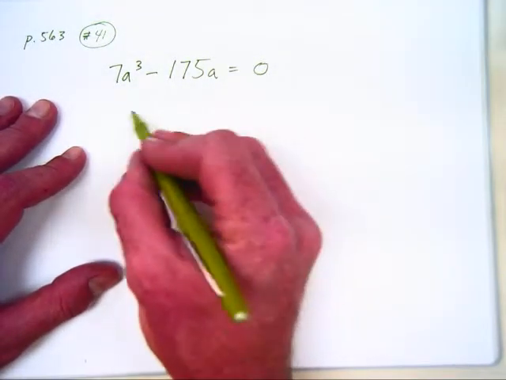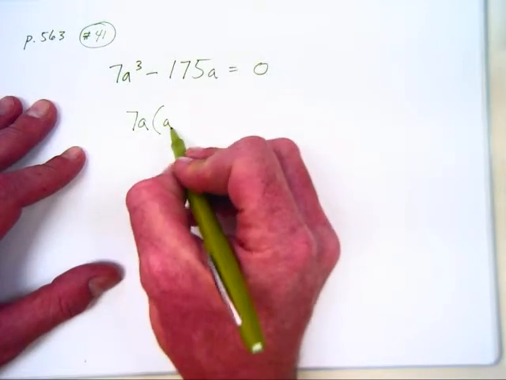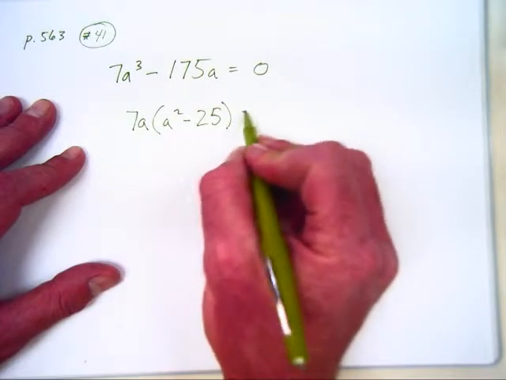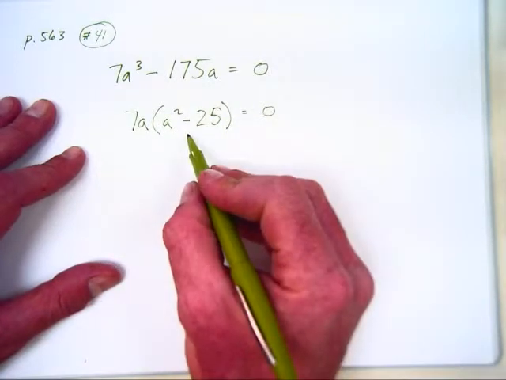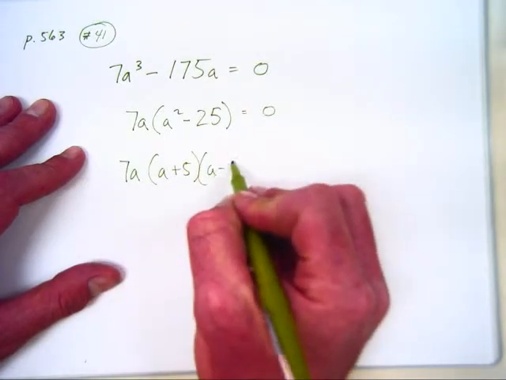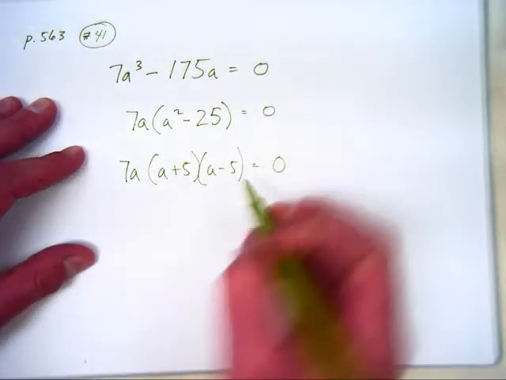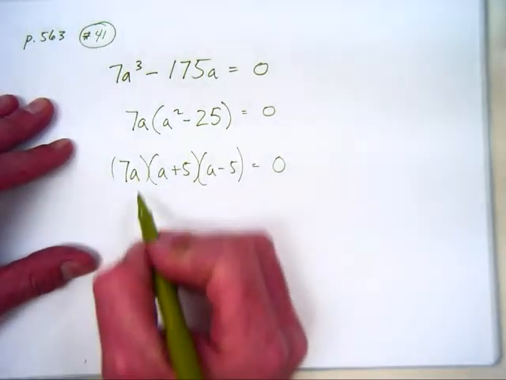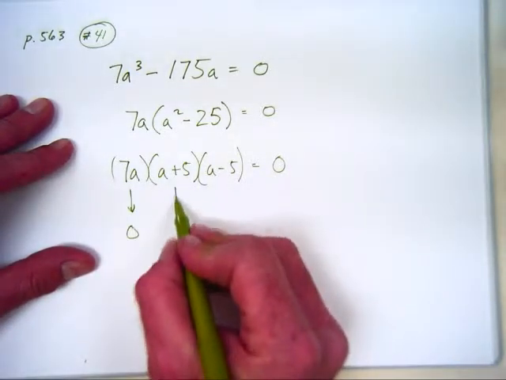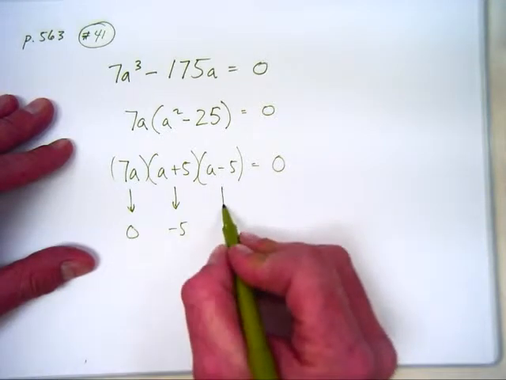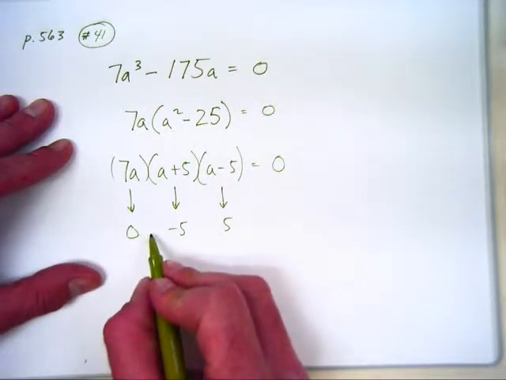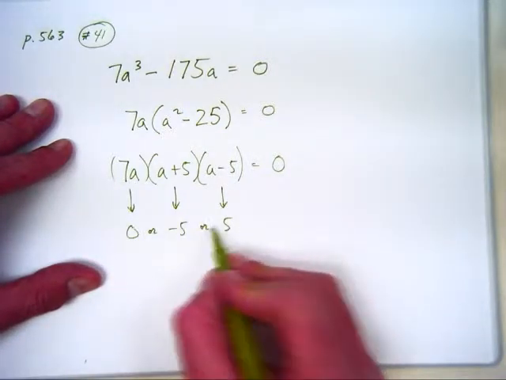I'm going to factor out a 7a, excuse me. So I'm going to get a squared minus 25 equals 0. This is a difference of two perfect squares. So I get 7a times a plus 5 times a minus 5 equals 0. So it looks like our three solutions here are going to be 0, because that's what makes that part equal 0. Here we're going to make that equal 0 with a negative 5, and here we're going to make this equal 0 with a positive 5. So our three possible answers here are 0, negative 5, or positive 5.